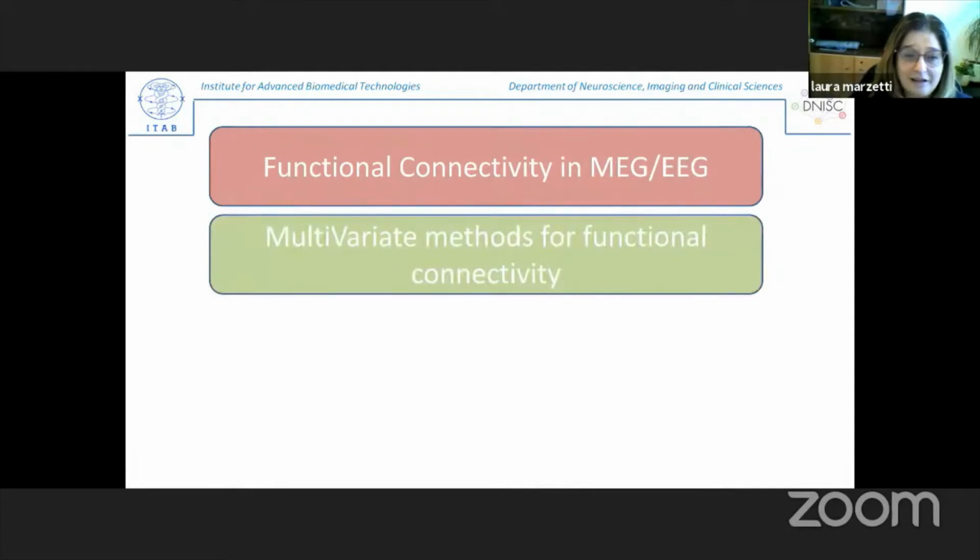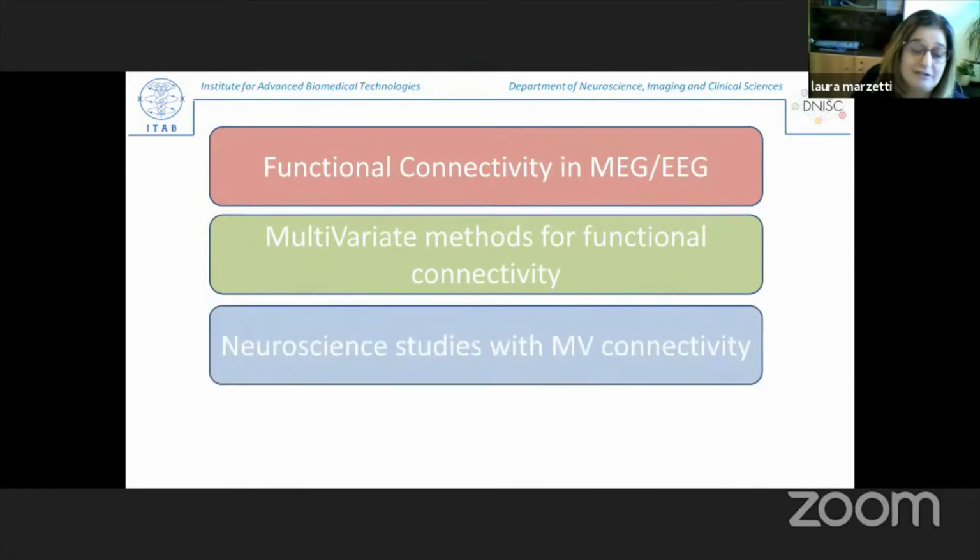More specifically, I will give a very brief introduction, from a different perspective than the methods perspective, to functional connectivity in MEG and EEG. And then I will go to a slightly narrower topic than what Guido has presented, which is the same kind of methods, based on the imaginary part of coherence, but for more than one signal or more than one pair of signals. We will call them in this framework the multivariate methods for functional connectivity.